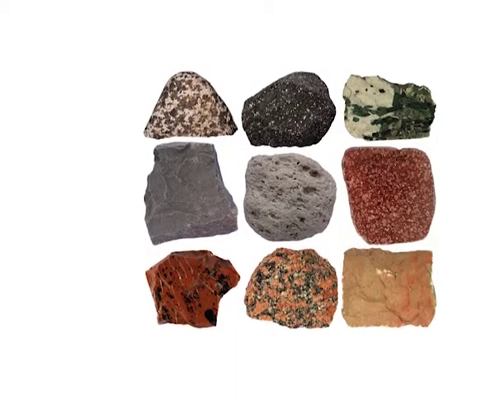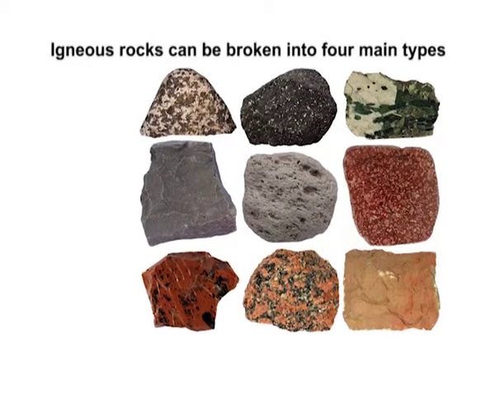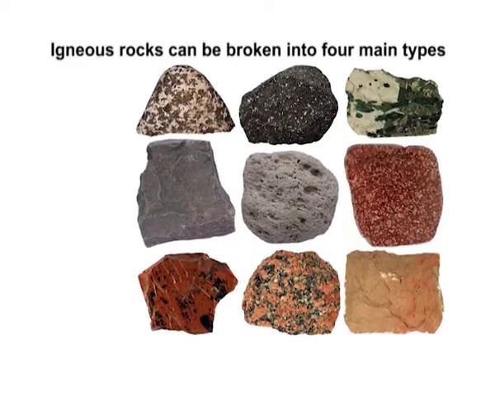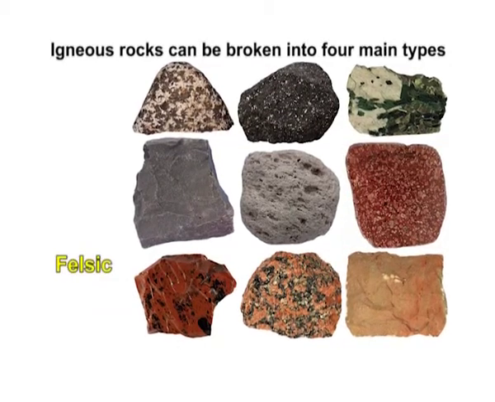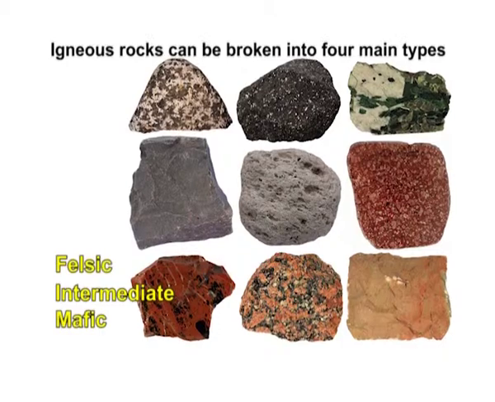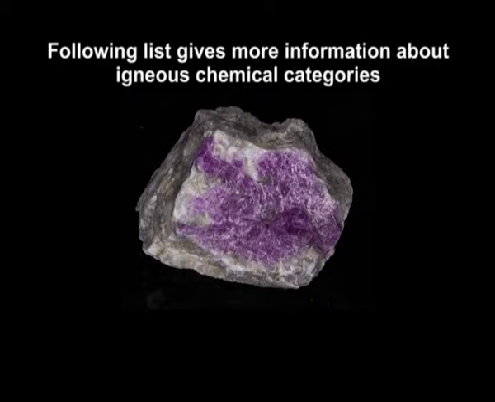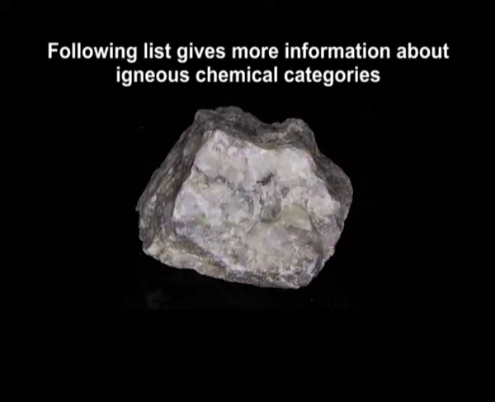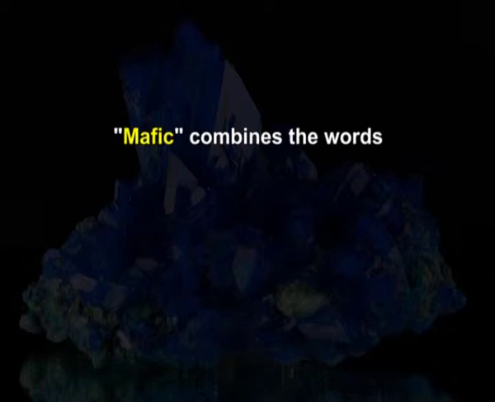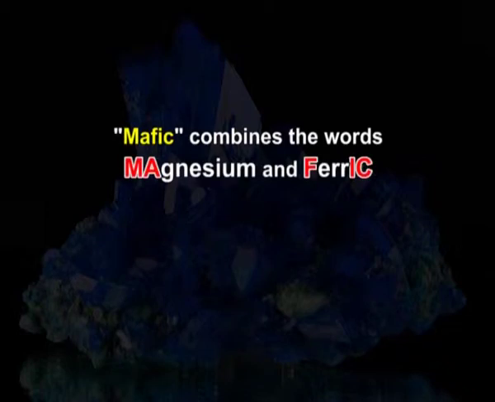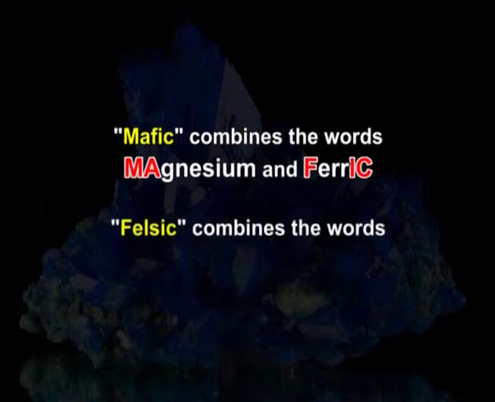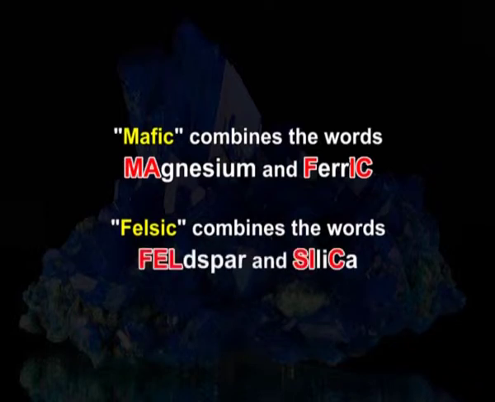Depending on the proportion of light minerals to dark minerals, igneous rocks can be broken into 4 main types: felsic, intermediate, mafic and ultramafic. The following list gives more information about igneous chemical categories. The term mafic combines "Ma" from magnesium and "Fic" from ferric. Felsic combines "Fel" from feldspar and "Sic" from silica.